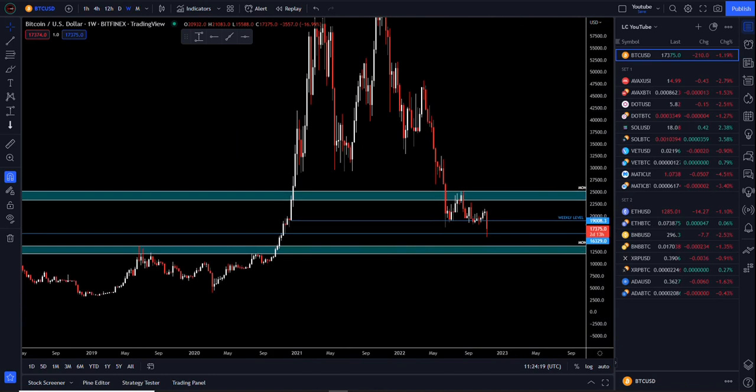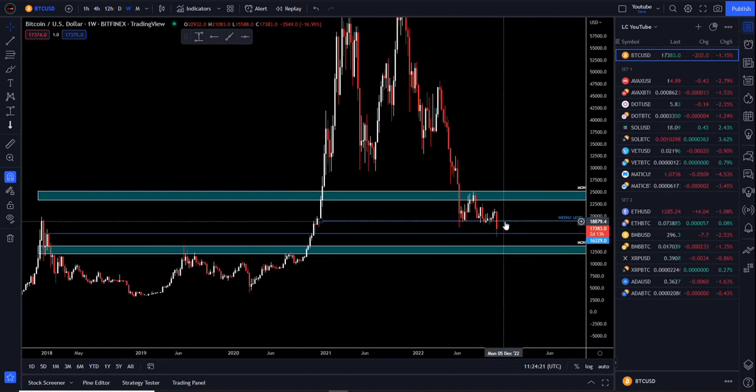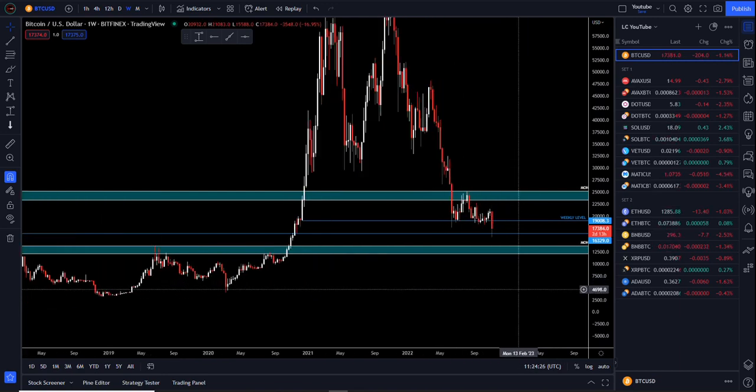As I say, we're having a little bounce off 16k now. Maybe we get a bearish retest of 19k before one final leg down. I don't know, we'll have to wait and see.